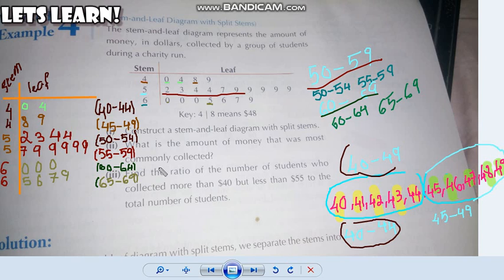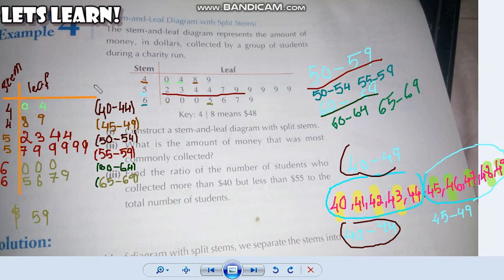Now the question is, what is the amount of money that was most commonly collected? You can see that here 9 repeated the most. So we say that $59 is the most collected amount of money. Here $60 was also collected, but not as much as compared to $59. So I hope it's clear to everybody.